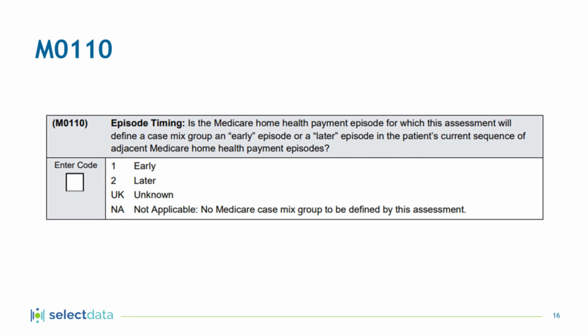Enter response 1 for early if the episode of care you are assessing is the patient's first or second episode of care in a current sequence of adjacent Medicare home health PPS payment episodes. Enter response 2, later, if the episode is the third or later episode of care in a current sequence of adjacent Medicare home health PPS payment episodes.